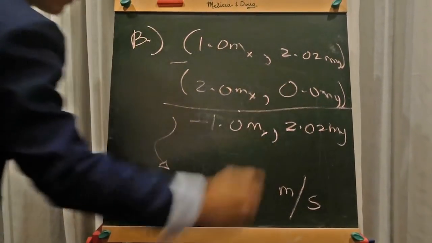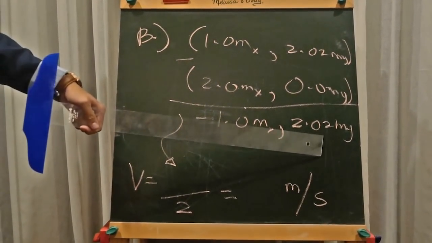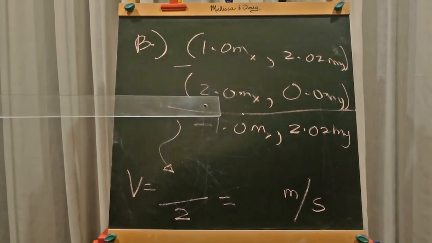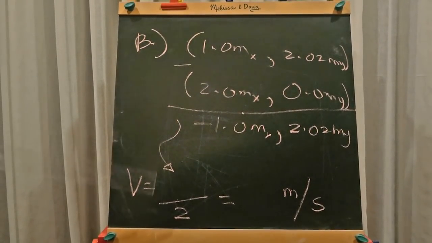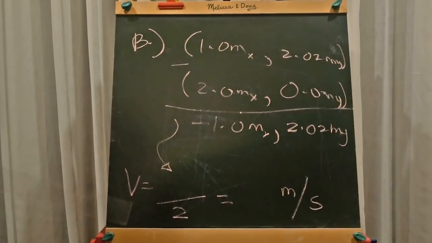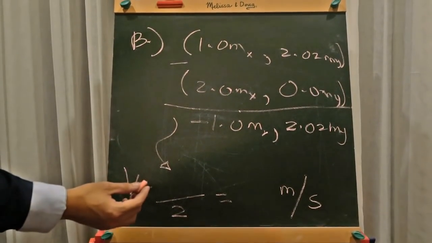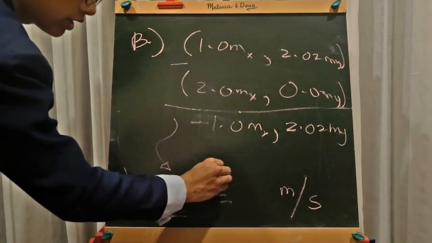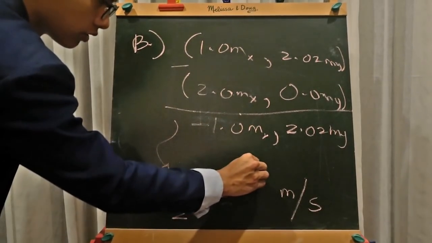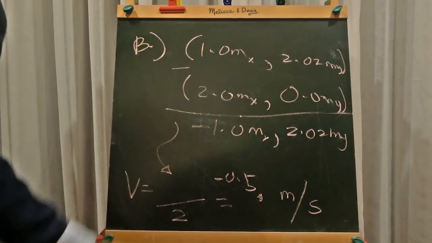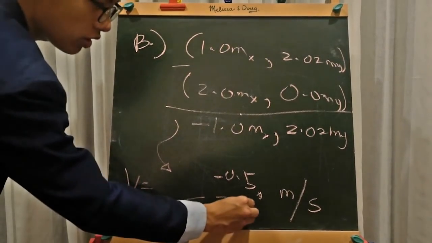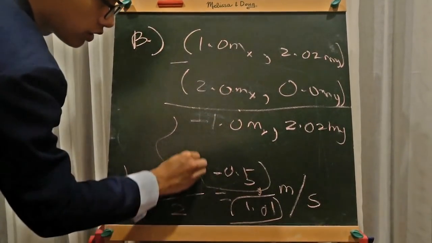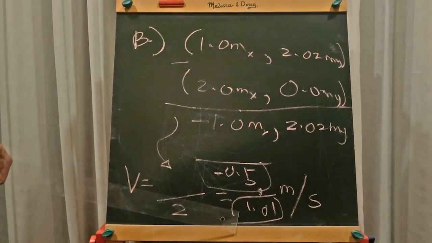And now that we have this answer, we basically just translate this to our average velocity, which is displacement or distance divided by time, and our time here is 2.0 seconds. And so we put that individually. Negative 1.0 meters divided by 2 is equals to negative 0.5, and our y is 2.02 divided by 2 is 1.01. And these are our two answers!